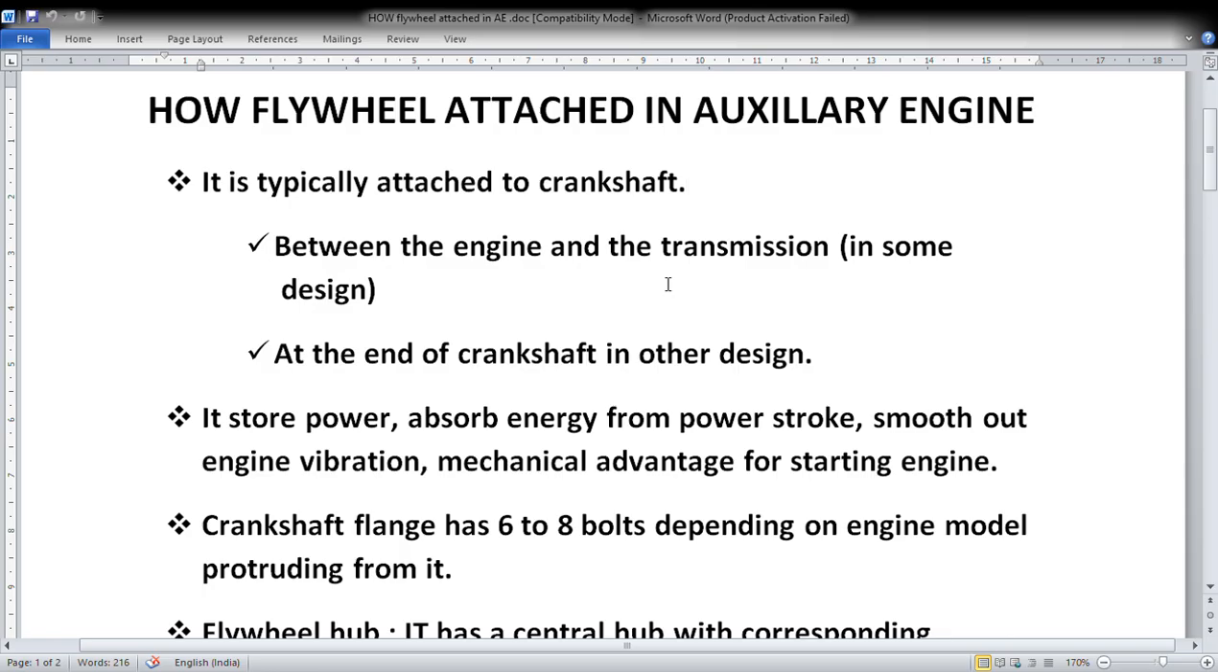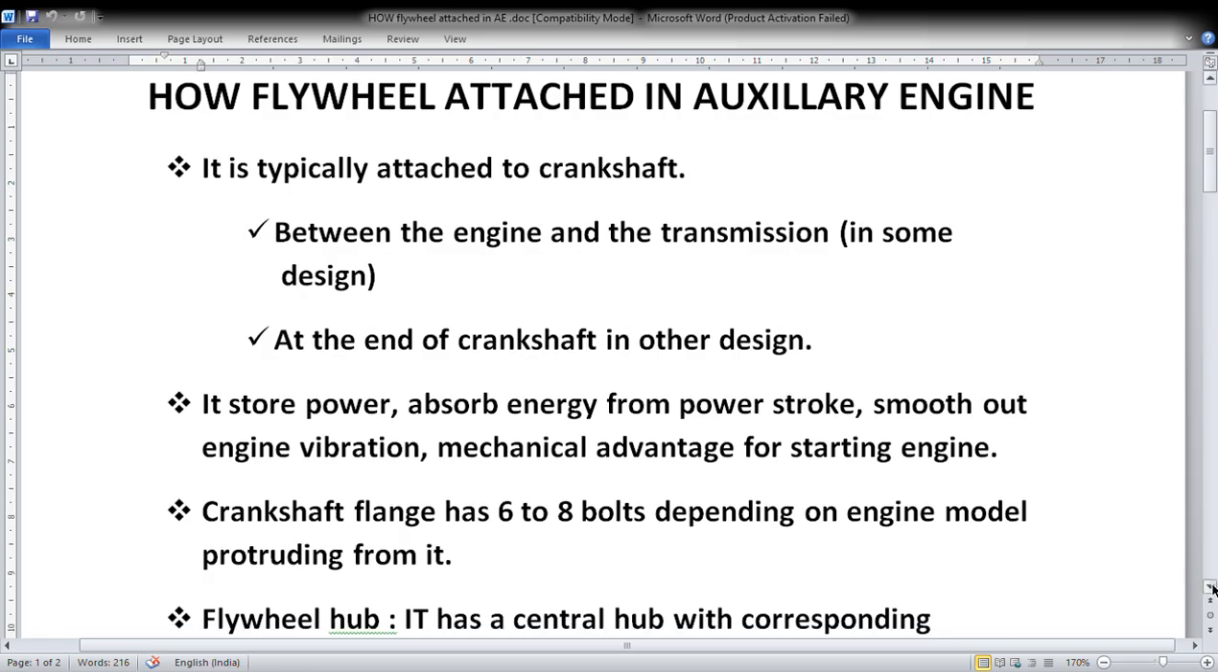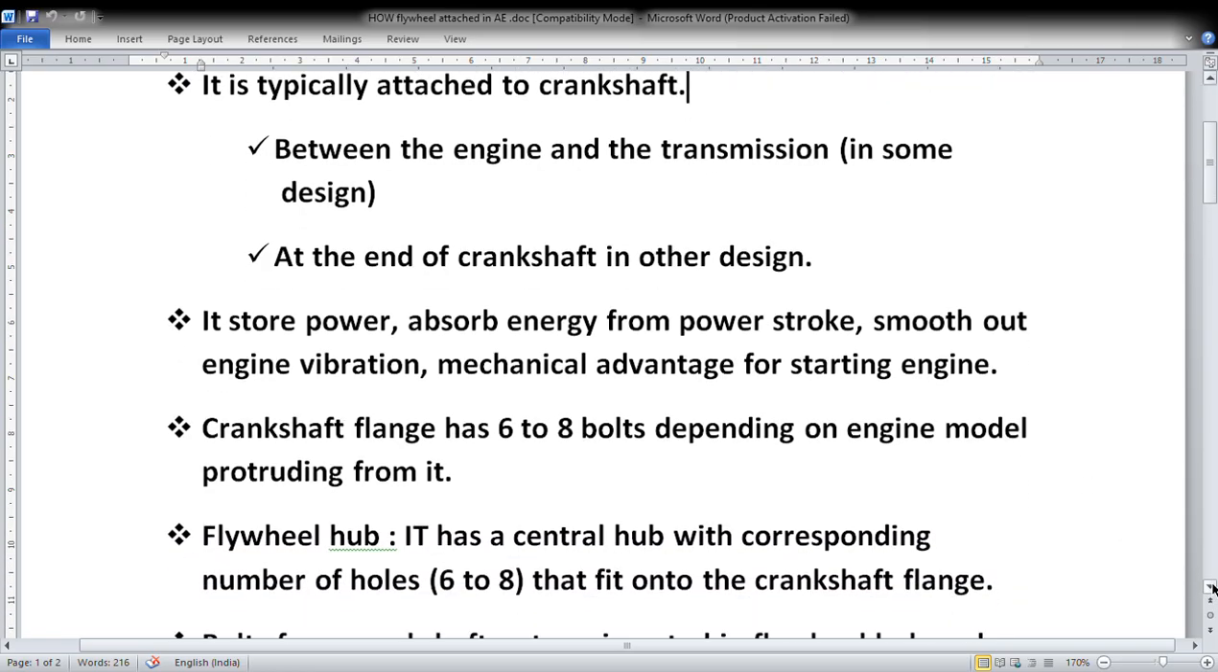Here we are going to discuss the auxiliary engine. The flywheel is at the end of the crankshaft in other designs. It stores power and absorbs energy from the power stroke, smooths out engine vibration, and gives a mechanical advantage for starting the engine. When you give the air blow, because of inertia while it is running, your engine gets started, because these are compression engines.